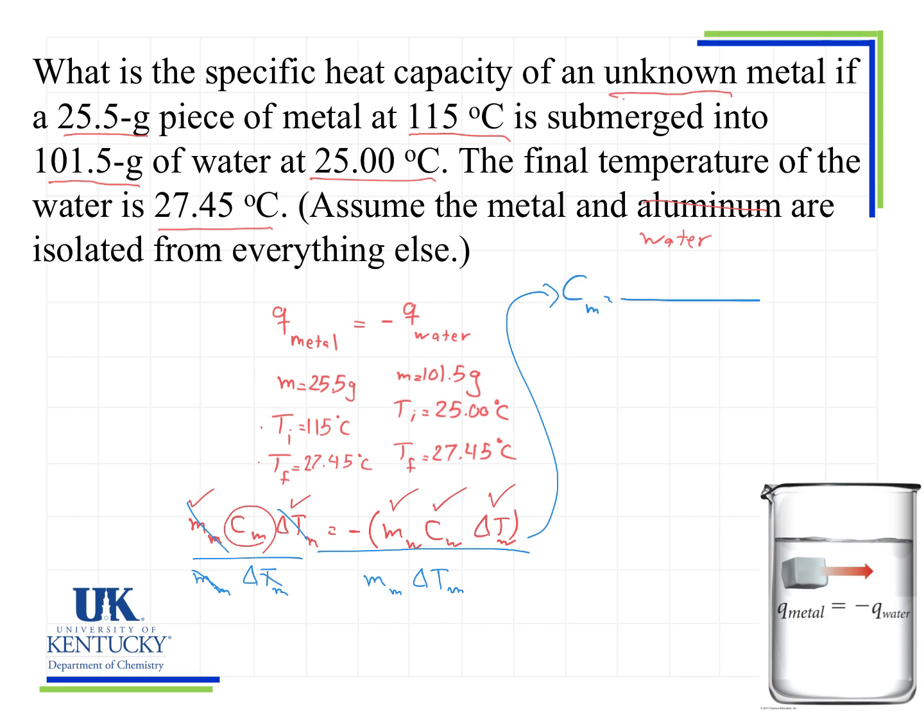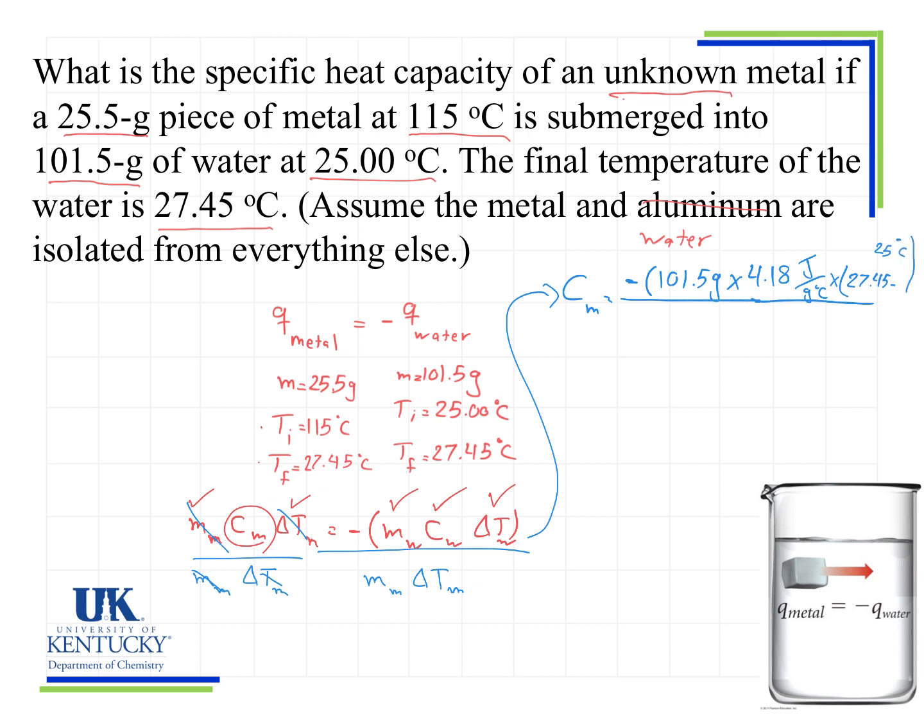Okay, so we have a negative sign. The mass of water is 101.5 gram times the C of the water. You can find it from the table, but I know it's 4.18 joule per gram per degree Celsius, and multiply the final minus initial. So the final minus initial for water is 27.45 minus, I write on the top, 25 degrees Celsius.